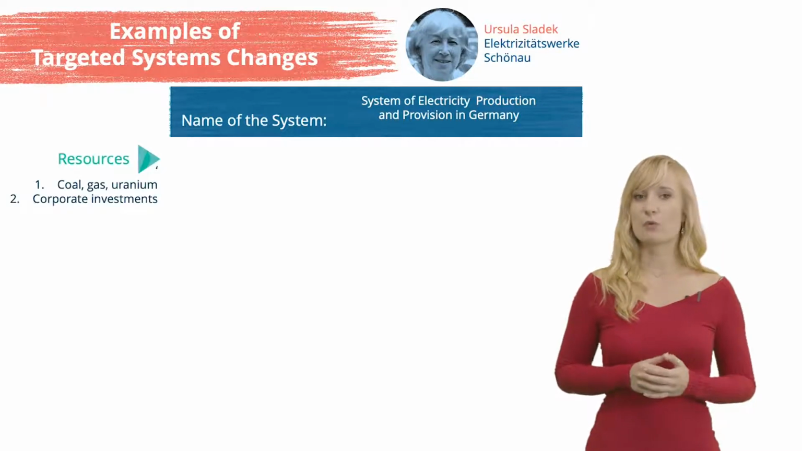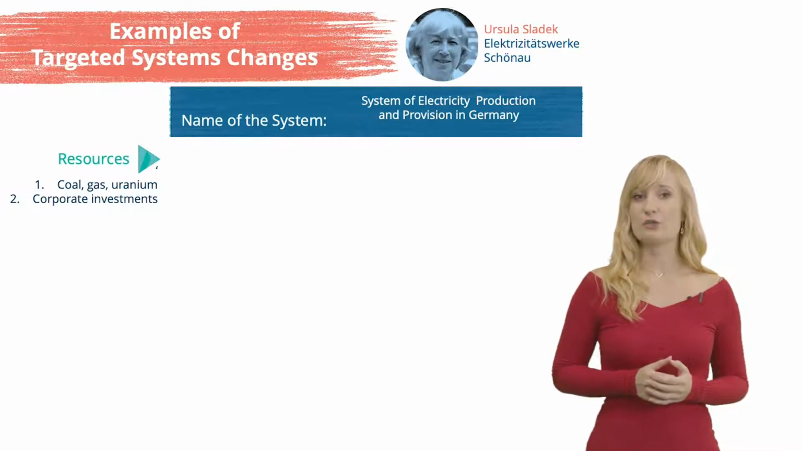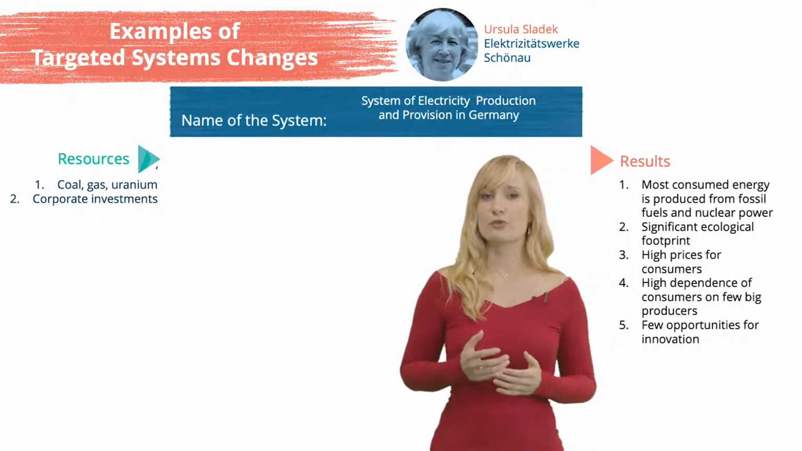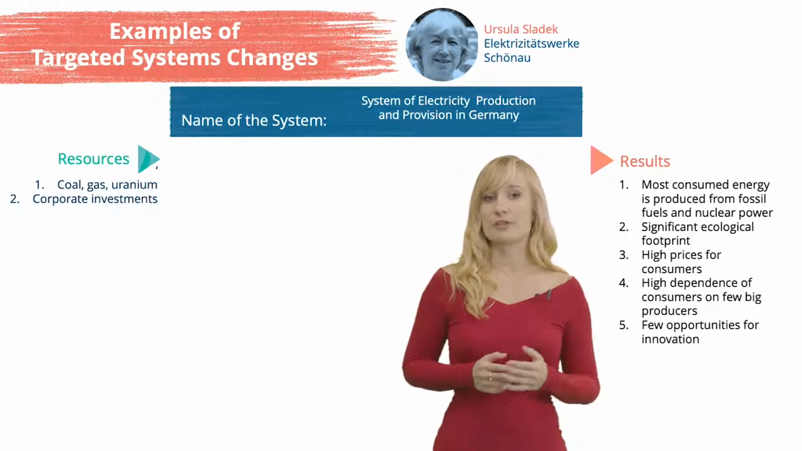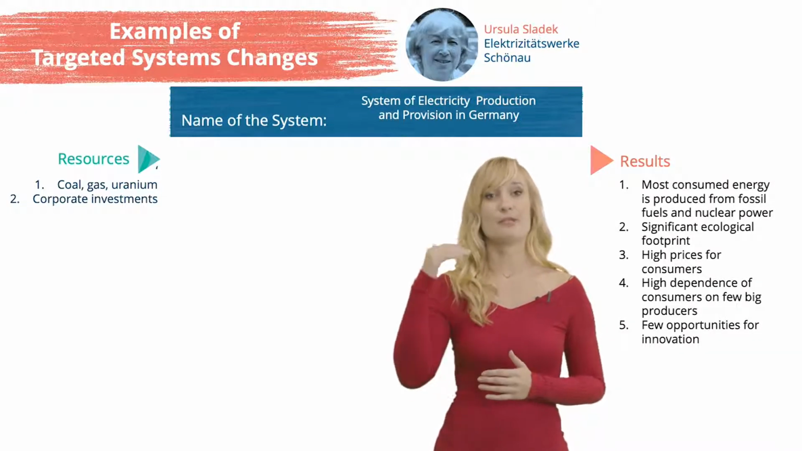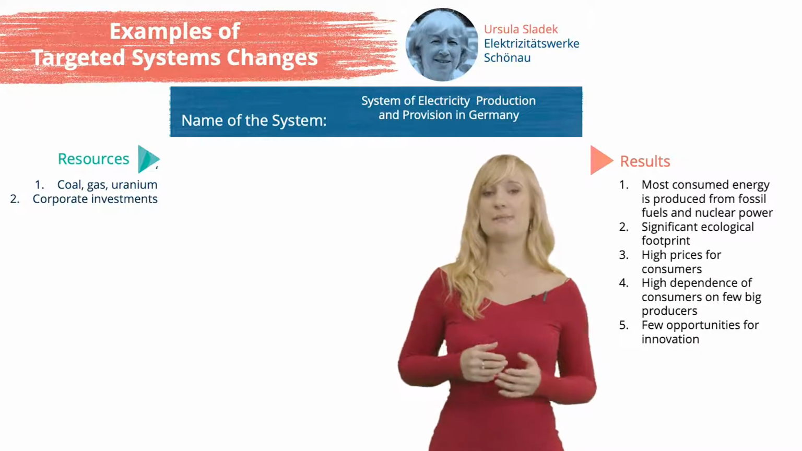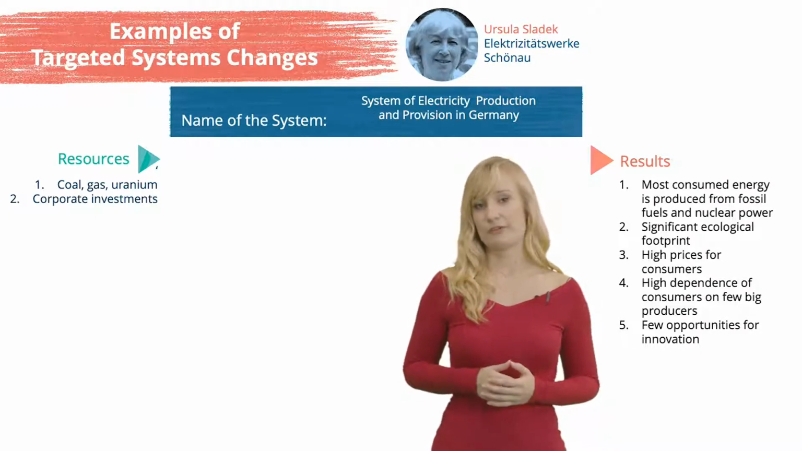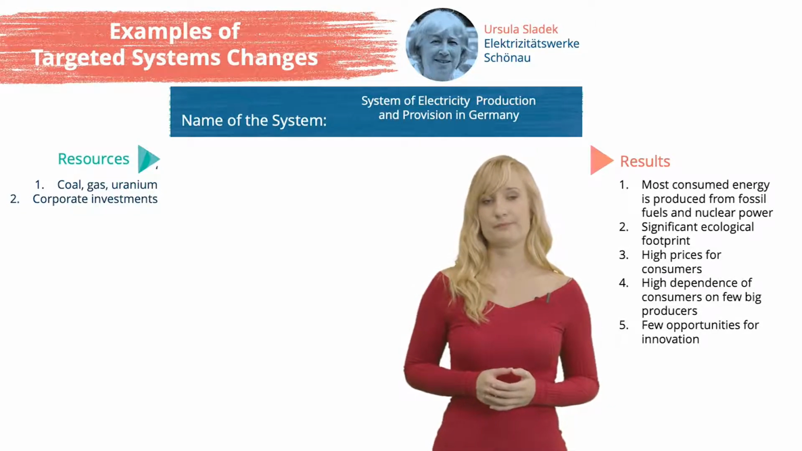The resources that were going into the system back then included coal, gas, and uranium. The financial investments used to come from the corporate side. What the system used to produce was electricity based on the fossil fuel and nuclear power, which significantly affected the environment, led to higher prices for consumers, and their dependence on a few big producers. The system as such did not offer many opportunities for innovation.